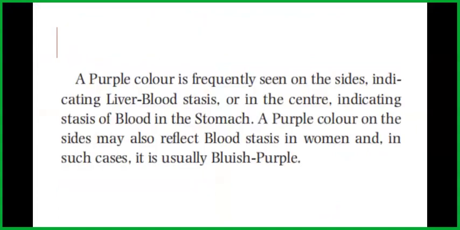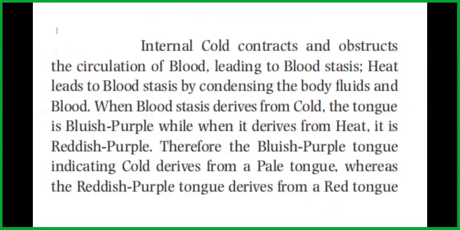A purple color is frequently seen on the sides, indicating liver blood stasis, or in the center, indicating stasis of blood in the stomach. A purple color on the sides may also reflect blood stasis in women, and in such cases, it is usually bluish purple. Internal cold contracts and obstructs the circulation of blood, leading to blood stasis. Heat leads to blood stasis by condensing the body fluids and blood.